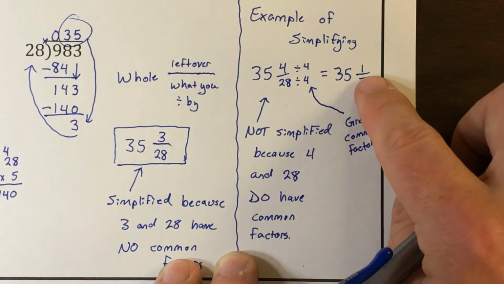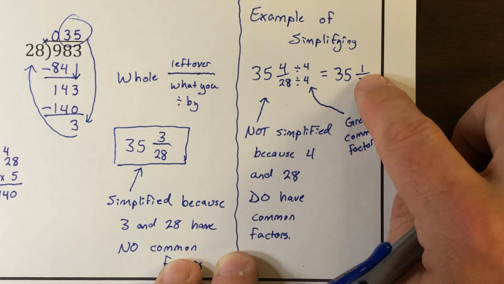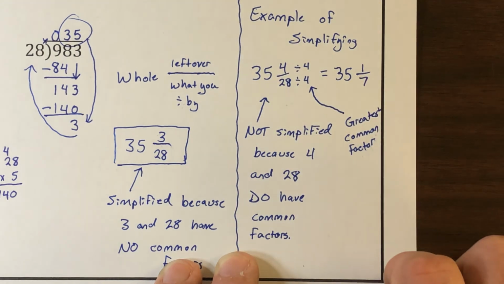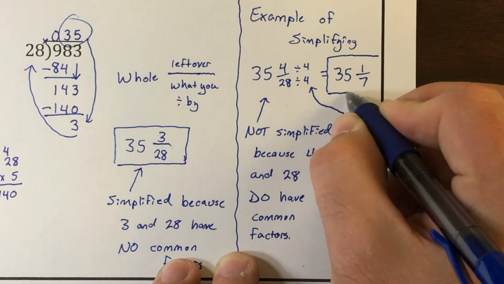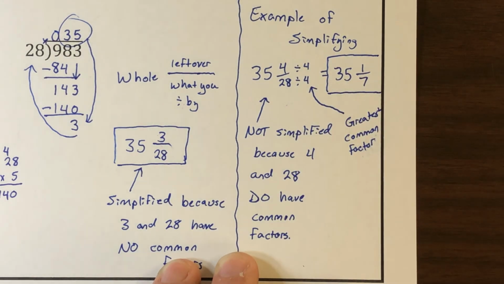Now let's say your numbers still had a common factor besides 1. All you have to do is divide again and make the number smaller. So 35 and 1/7 is now your simplified answer.